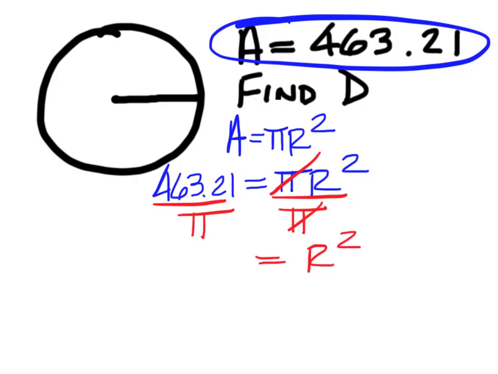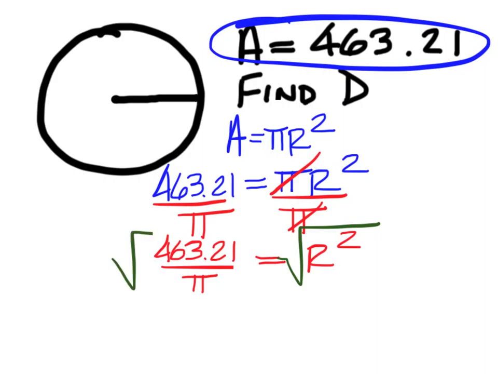Don't calculate this fraction yet. Just leave it the way it is. And here's why. R squared is not the answer we're looking for right now, it's r. And to undo a square, you need the square root. And what you do to one side, you do to the other. So the square root of r squared is r, and you'll need the square root of the other side, right there.